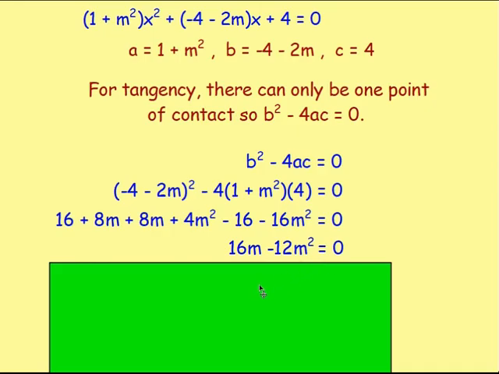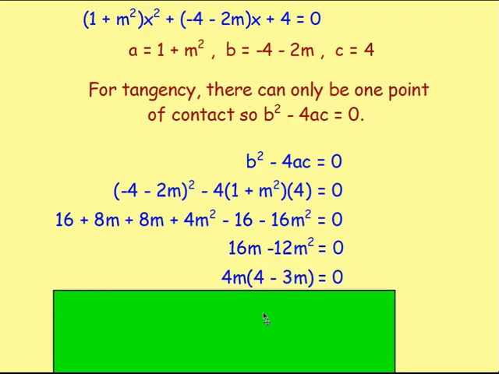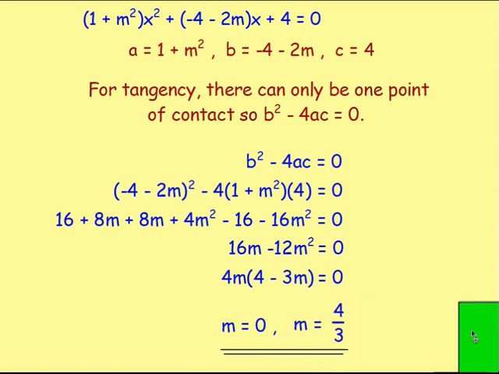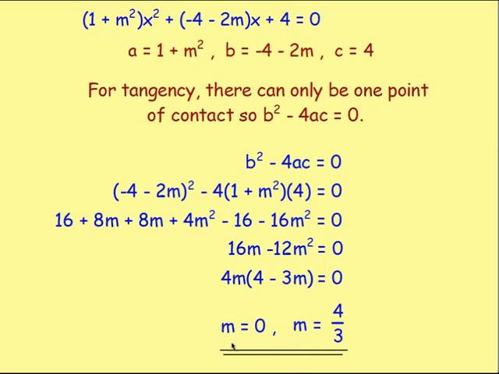To find the value of m, what would you do next? Good, factorise. So factorising, you can take out 4m as the highest common factor, so we have 4m bracket 4 take away 3m equals 0. And to solve that to find the value of m, well, if 4m was equal to 0, well, m would be equal to 0 as well. And if 4 take away 3m was equal to 0, well, you can add 3m to both sides, so 3m would equal 4, and then m would be equal to 4 over 3. For this, we are getting two possible values for m. We are getting m equals 0 and m equals 4 over 3.